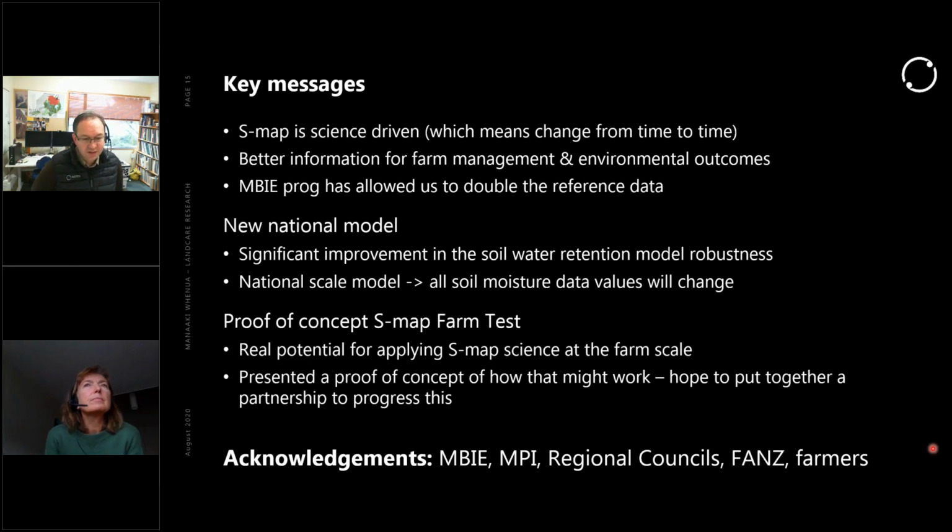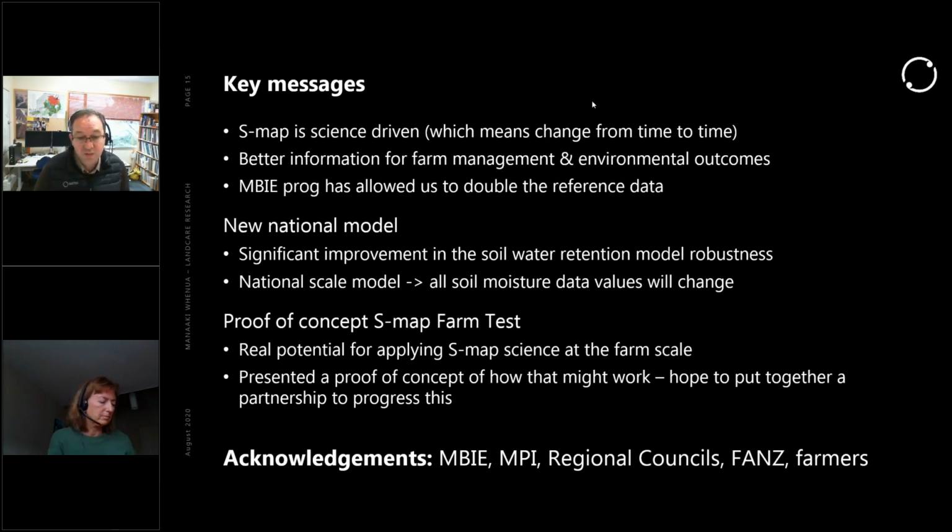So that was a quick introduction of the Smap farm test. But really, in terms of key messages from today's talk, you can see from today that Smap is science-driven, which means that science evolves, science moves on, our knowledge does develop. So Smap has always changed and always will change. We try our best to manage those, which is partly today's talk, and make sure we communicate that out to people and work with people as best as we can. And the real aim is to keep improving the information that we're supplying.